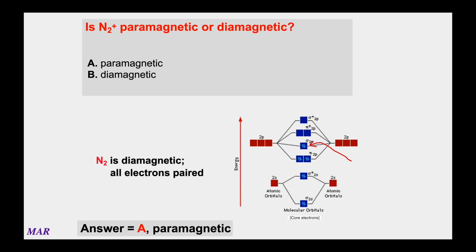N2 minus, 1 extra electron, would also be paramagnetic because we'd have to add that extra electron to the lowest unoccupied molecular orbital, the pi star 2p. Pretty cool. It's easy to tell with molecular orbital diagrams, a lot of information on the ions of molecules if you have the default molecular orbital diagram listed. We'll look at that more in the problem set as well.